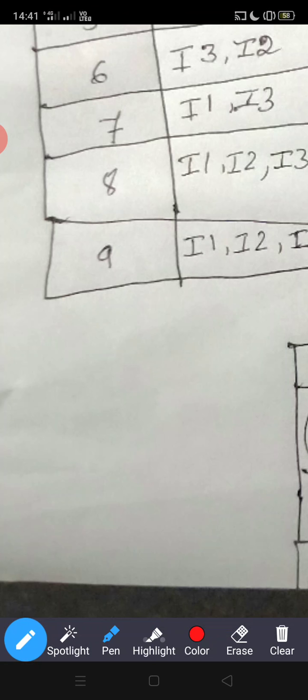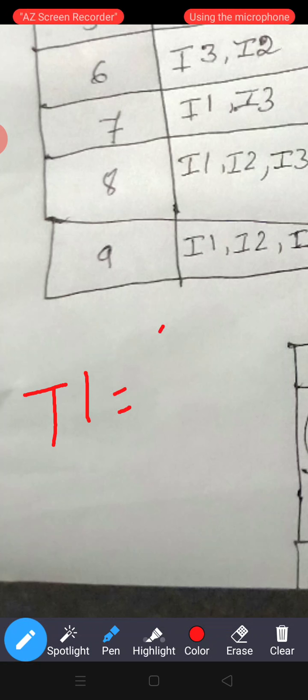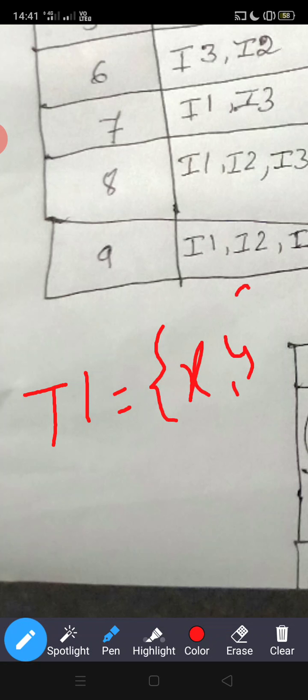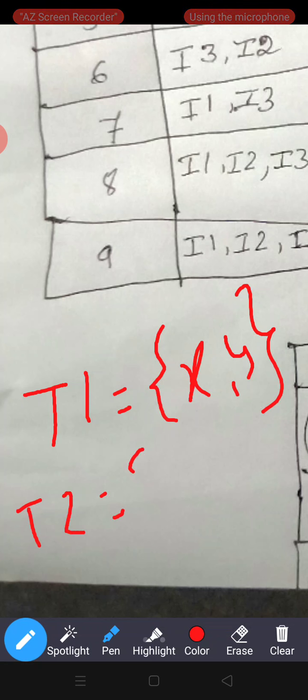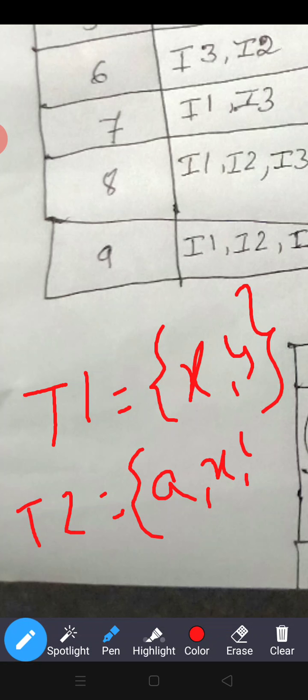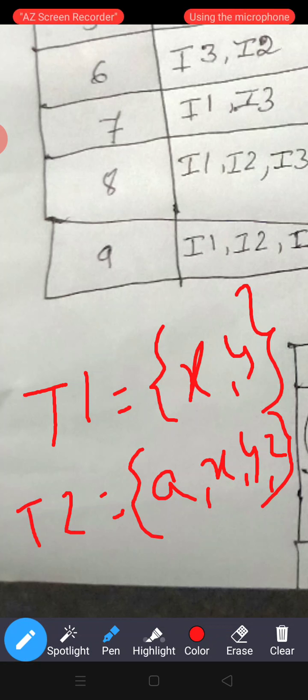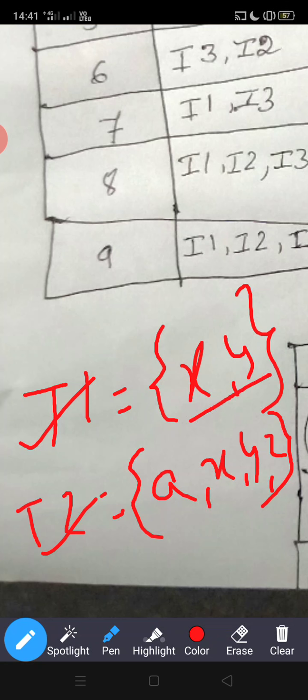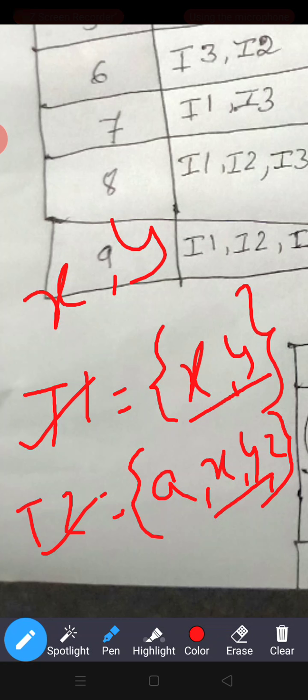Let us study. Suppose T1 is a transaction, it contains X, Y. T2 is a transaction, it contains A, X, Y and Z. If you carefully observe, X and Y are available in the T1 transaction as well as in the T2 transaction. So X and Y, I call them frequent item sets in the given elements.